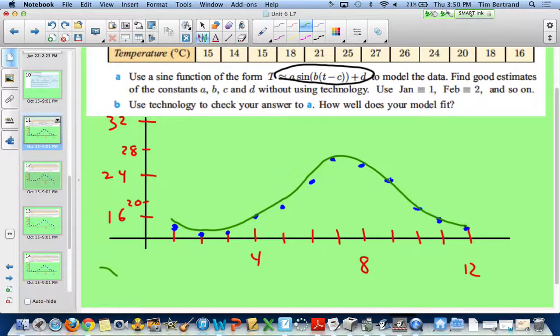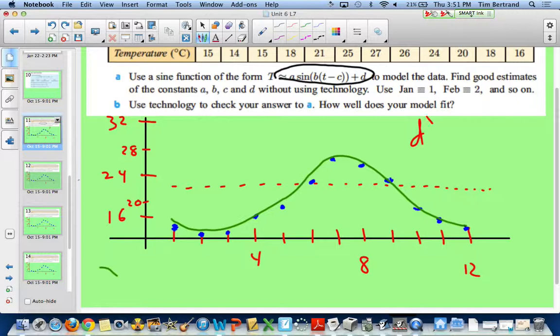Oftentimes the nice place to start is with the vertical translation, the letter D. Basically I'm looking for what we call the mean line or the median line, and just to get a rough visual estimate, you can see the highest and lowest points, and it looks like maybe something right about there. Well, that's going to be the average of the maximum and the minimum values.